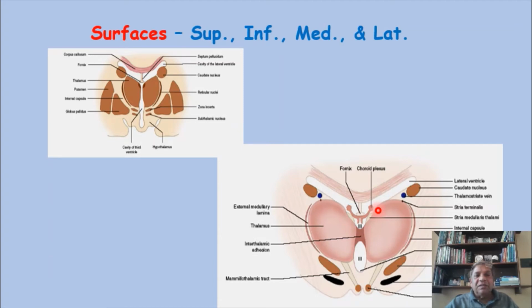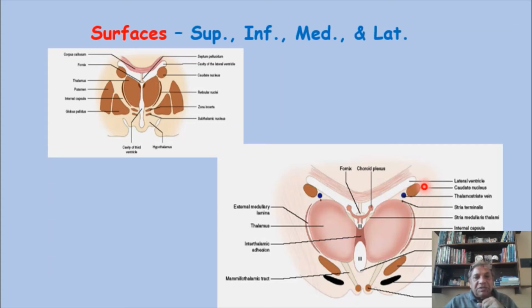This is on the medial-most part, and the rest of the superior surface forms the floor of the lateral ventricle. If you trace it still further laterally, it is limited by the caudate nucleus. So laterally, the caudate nucleus comes and covers over the dorsal or superior surface of the thalamus.